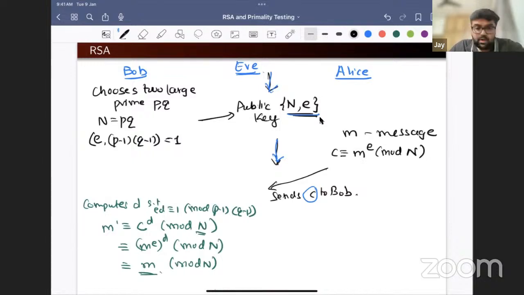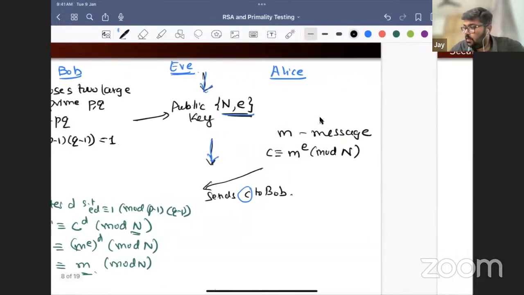How does a third party, an adversary or an eavesdropper, find the message? She wants m from this. That means she has to solve this congruence: x power e is congruent to c mod n. If one wants x, one needs the inverse of e. How does one find the inverse of e? e is relatively prime to the product p minus 1 and q minus 1. So the inverse of e exists if we know the values of p minus 1 and q minus 1. Then it is just a problem of finding the inverse, which is very easy.